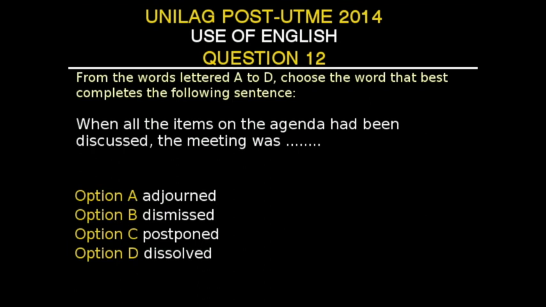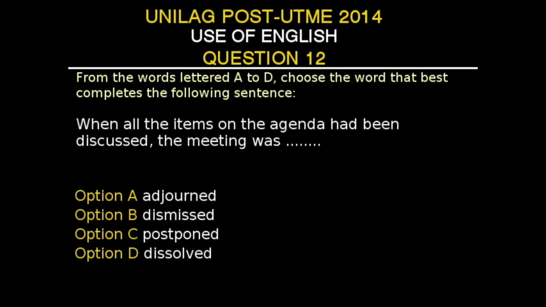Dismiss is to put to an end, or not take seriously, or terminate. So if someone gets dismissed from his or her job, she has been fired, or his contract has been terminated. And so dismiss is not appropriate.